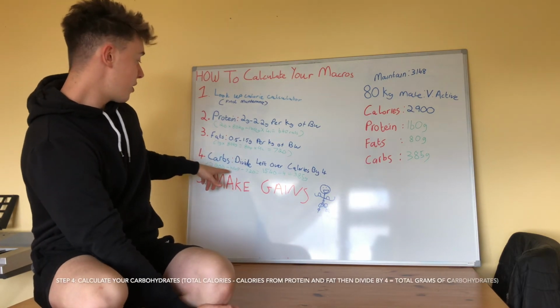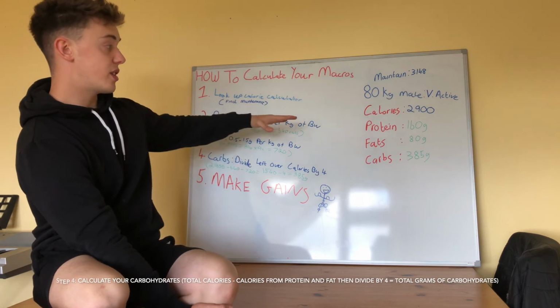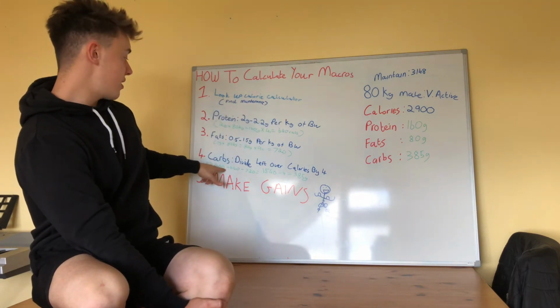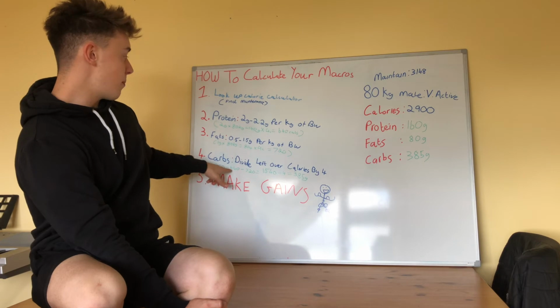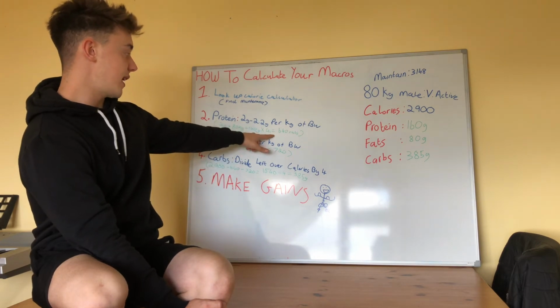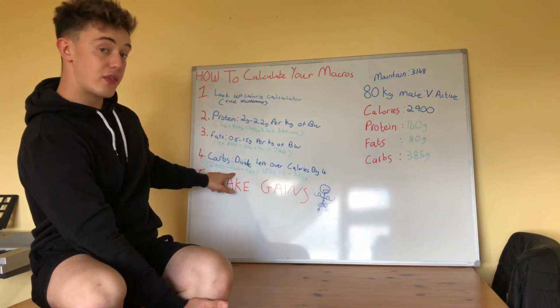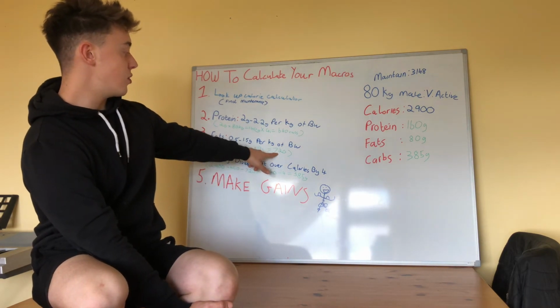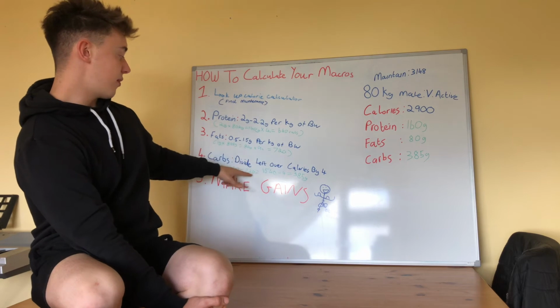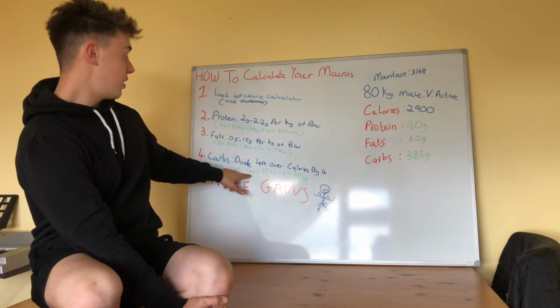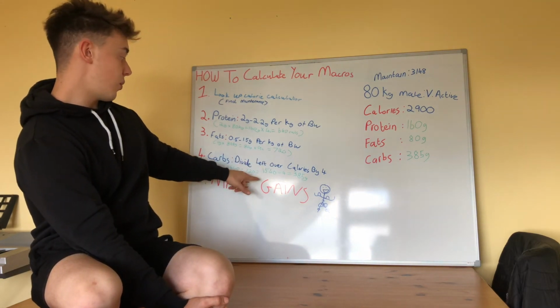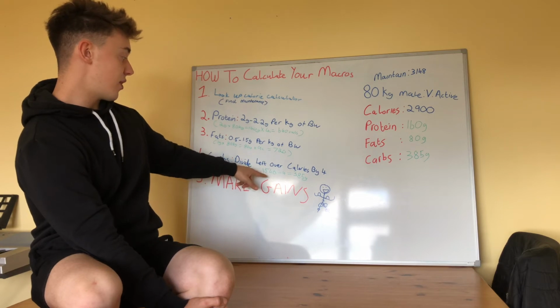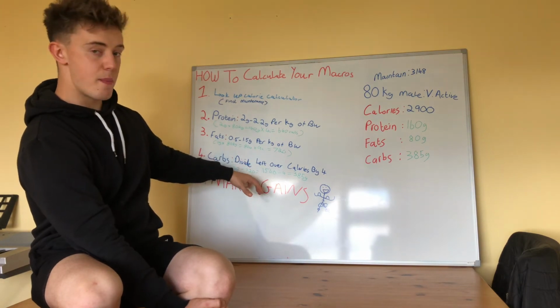So for step 4, we'll see that to cut down he's on 2,900 calories. To get the carbs, you want to minus the calories that you got from protein, so that's 640 for this male or whatever you got. Then you want to minus the 720 that you got from fats or whatever you got, that will leave this guy with 1,540. We're going to call this guy Mark.